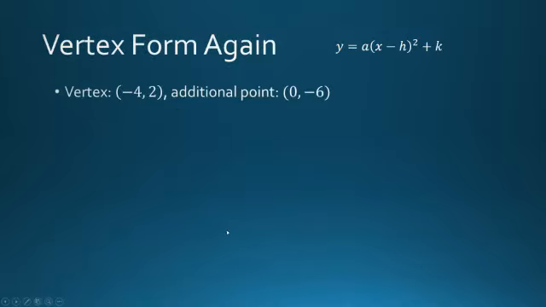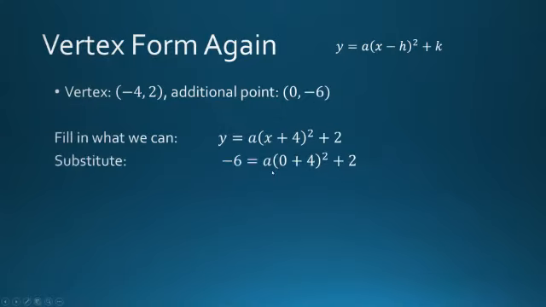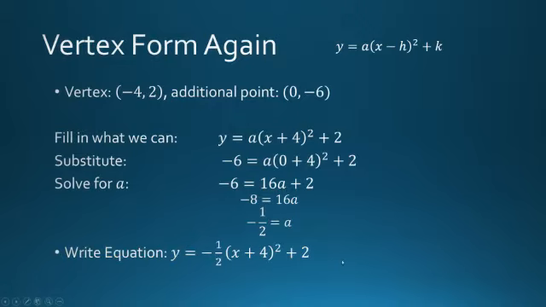So let's do one more. If my vertex is negative 4, 2, and my additional point is 0, negative 6, first I fill in the vertex. Note it's x minus negative 4 in this case, which is x plus 4. But I still need to find a, so I stick in 0, negative 6. 0 plus 4 is 4 squared is 16, so this is 16a plus 2. I subtract the 2, divide by 16. A is negative 1/2. So here's my equation. Negative 1/2 times x plus 4 squared plus 2.